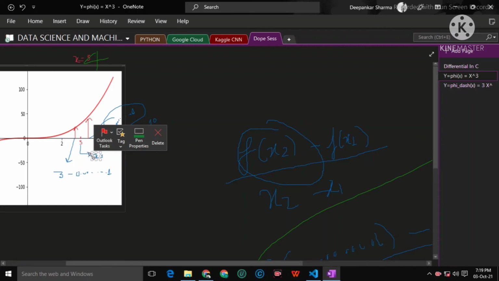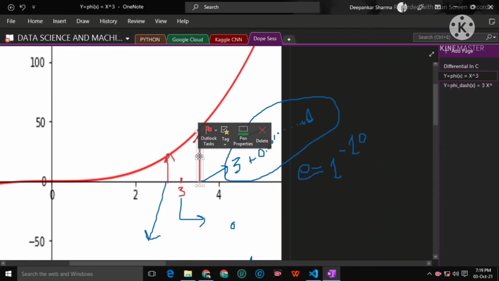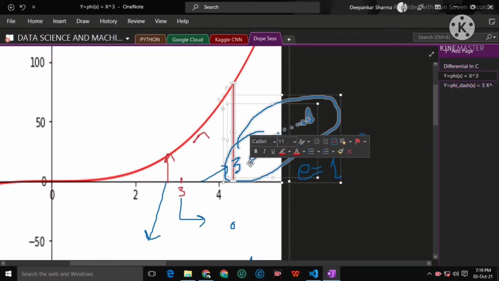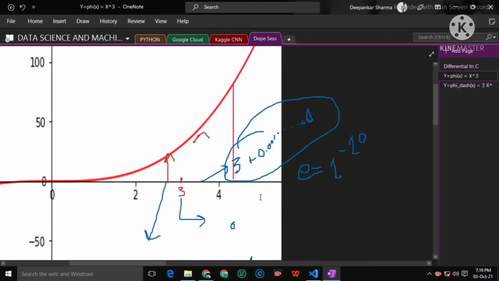And so what we're going to do is copy paste it here. So 4.0001 would lie somewhere here, and then copying it here. So 3.9999 would be somewhere like here, and we can just calculate it right away.